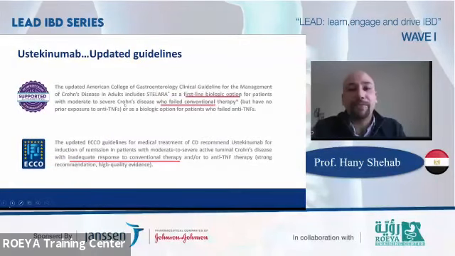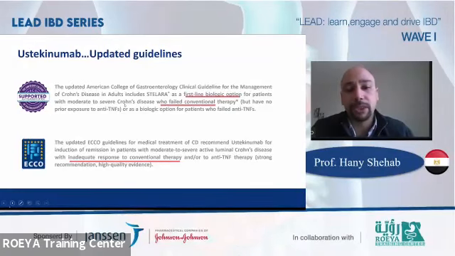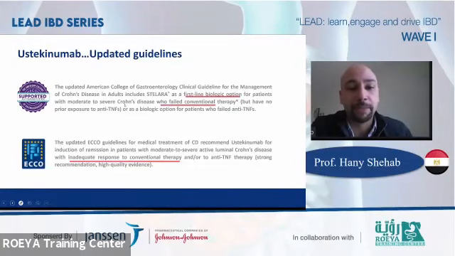These results have been reflected in the updated guidelines of the American College of Gastroenterology and the ECCO also, where both now they have put ustekinumab as a valid first-line biologic option in patients who failed conventional treatment. So we don't have to wait until the patient fails the standard anti-TNFs, for example, and then you try the ustekinumab. It is a valid option. I would say perhaps one of the more favorable ones, especially with the long-term efficacy that you can use as a first option.